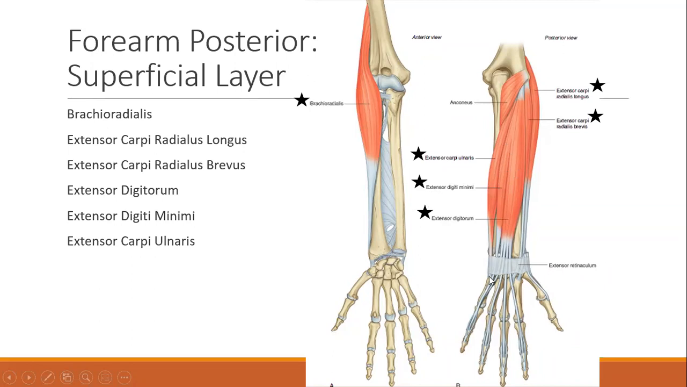So extensor digiti minimi. And then finally, ulnaris, your extensor carpi ulnaris. And since there's no longus or brevis there, you know that there's just one of them. So it's extension of the carpal bones on the ulnar side here. So this is the superficial layer of your posterior forearm.